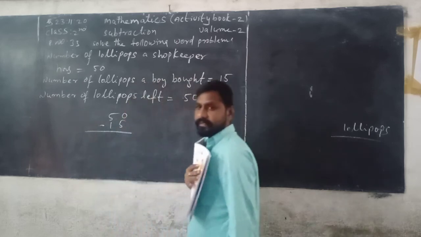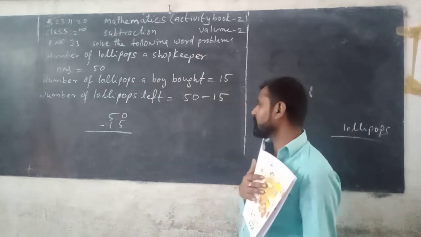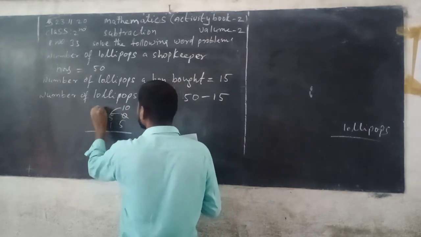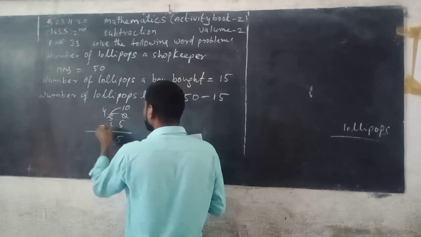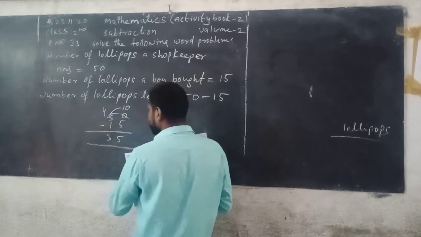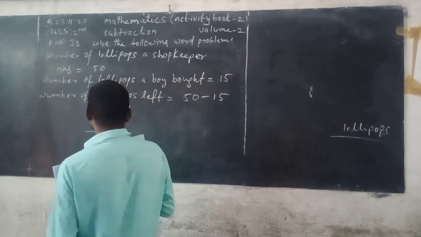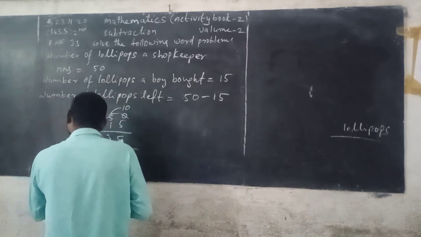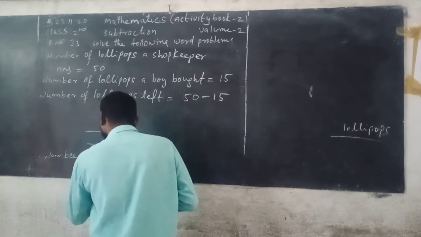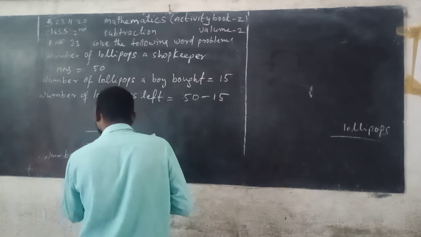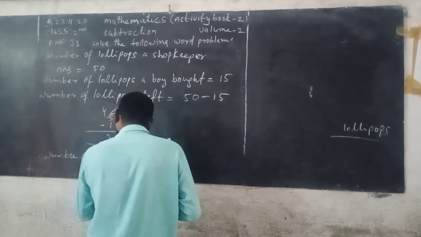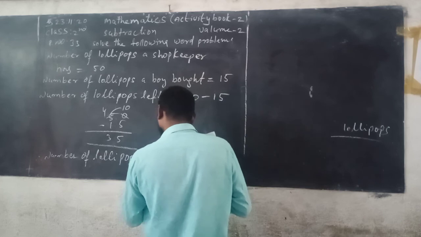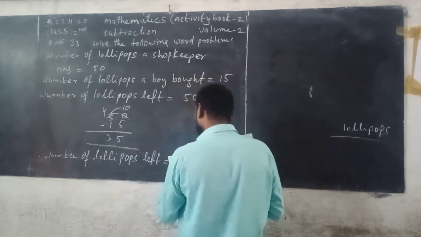See here, 0 minus 5 possible? Not possible. Take borrowing from 5, it can give 10. 10 is added to 0, you can get 10. 10 minus 5, 5. Now next 4 minus 1, 3. Therefore, number of lollipops left, that is equals to 35.